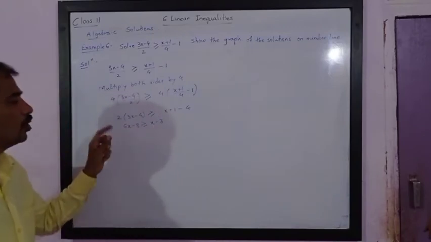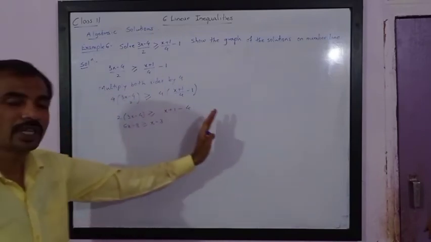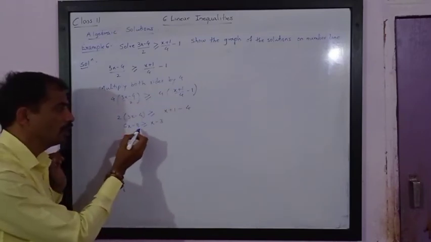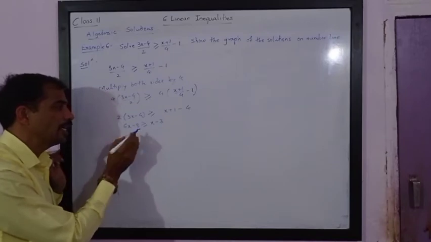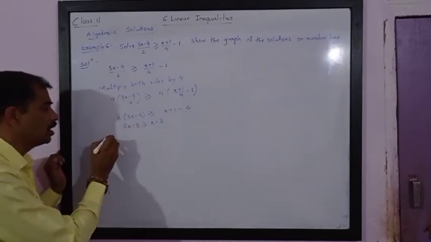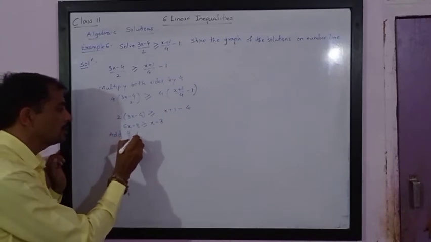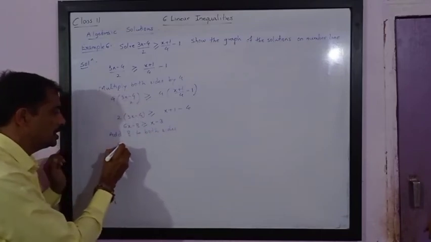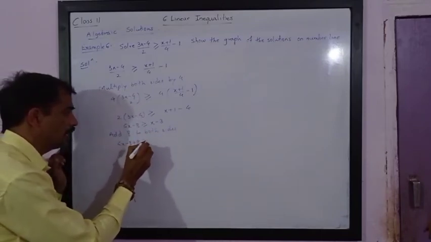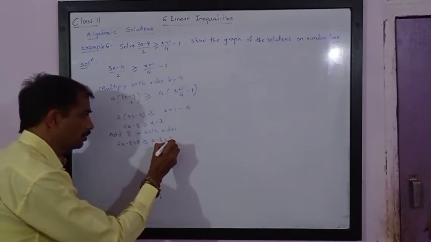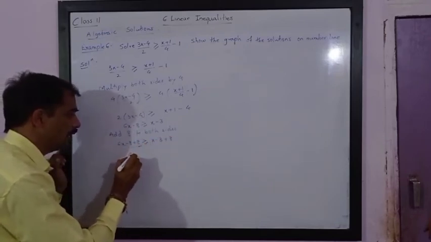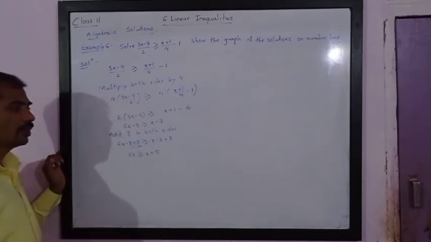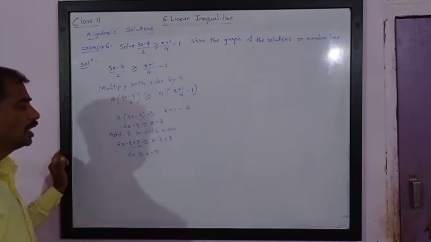Now we know how to solve. We keep x terms to the left hand side and constant terms to the right hand side. So for this we will eliminate this negative 8. To eliminate negative 8 we add 8 to both sides. You will get 6x minus 8 plus 8 is greater than or equal to x minus 3 plus 8. So this will be 6x is greater than or equal to x plus 5. Watch carefully. Negative 3 plus 8 is plus 5.